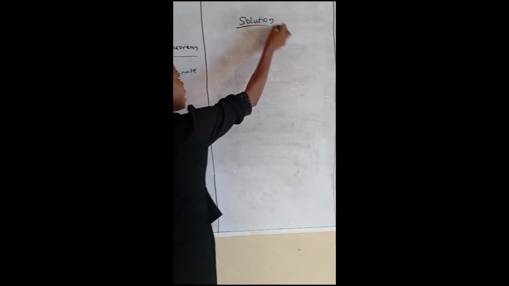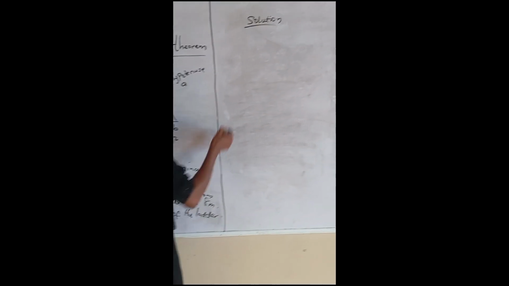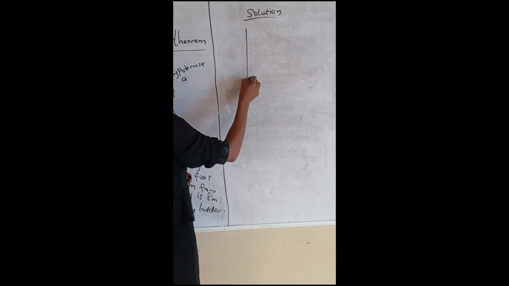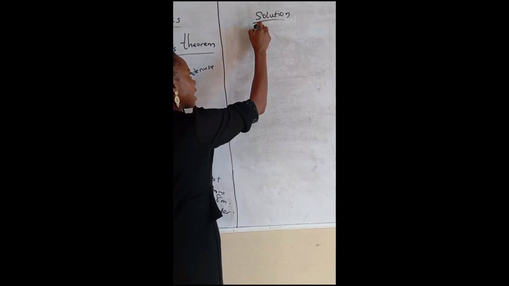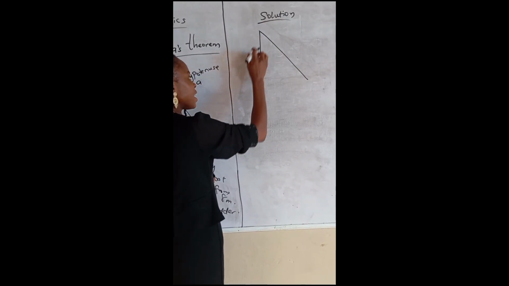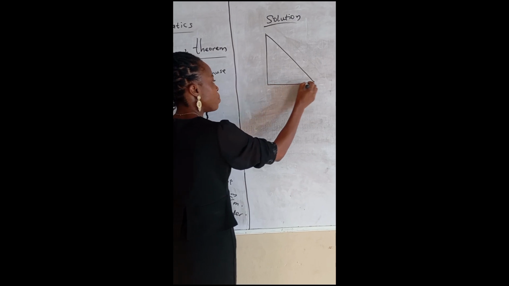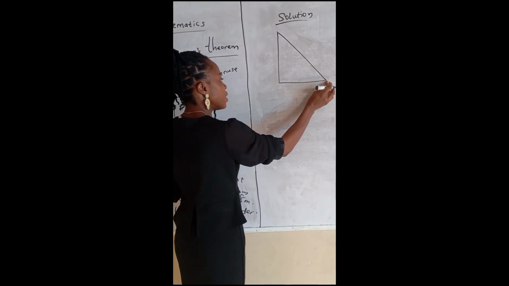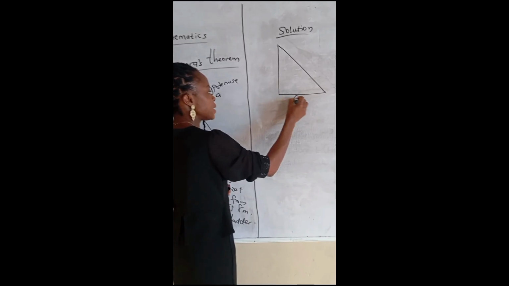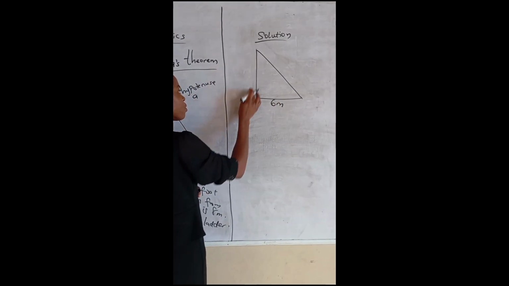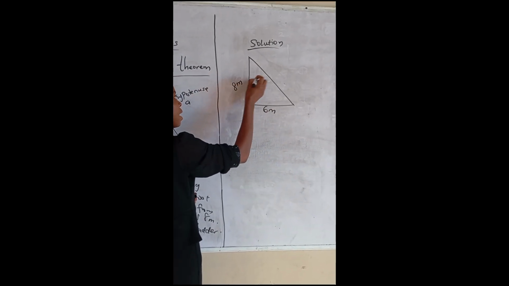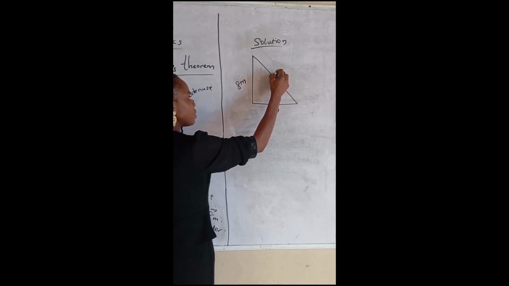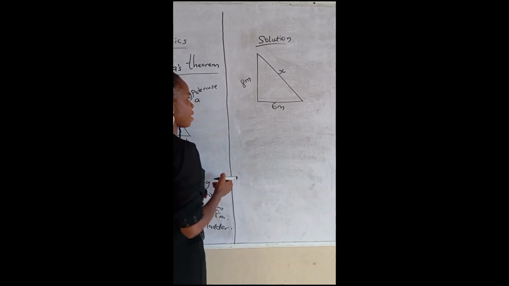Solution. A ladder is leaning against the wall. This is the wall. We all know that the wall is vertical, and this is the ladder leaning against this wall, and this is the base, which is the ground. We are told that the foot of the ladder from the wall is 6 meters, and the height of the wall is 8 meters. Find the length of the ladder. So let's call the length of the ladder x.